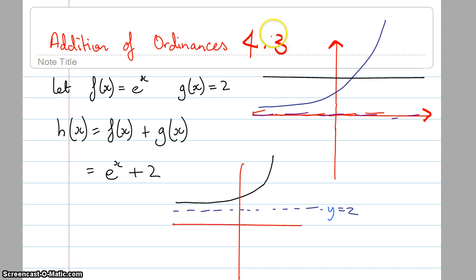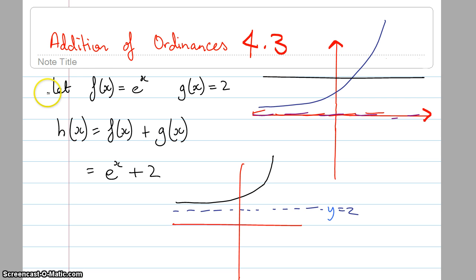This is exercise 4.3 in your textbook, and sometimes this is called the sum of two functions, as in SUM, not SOME. And what basically this is all about is just adding two graphs together. And we'll have a look at that as we're going along. When I say adding two graphs together, I mean adding the y values of two graphs.